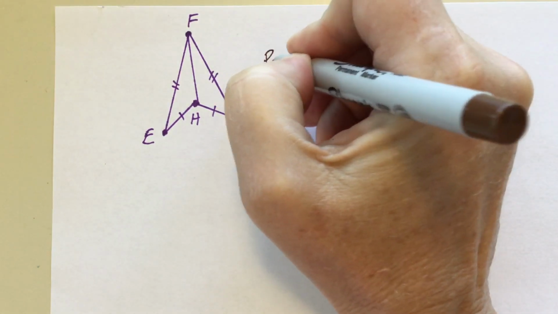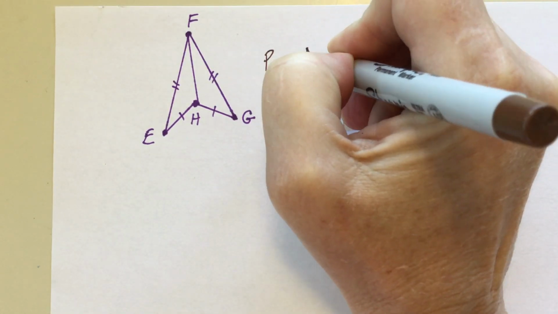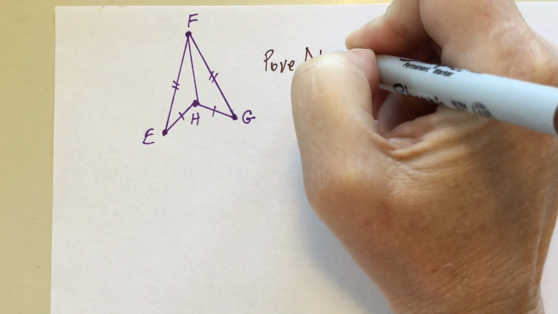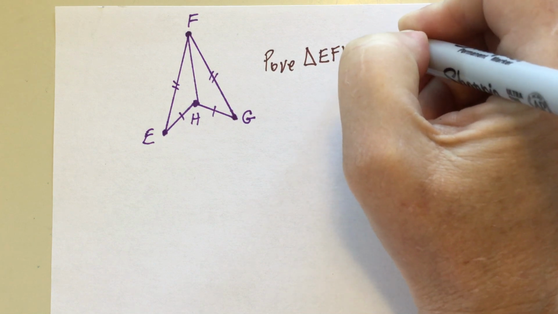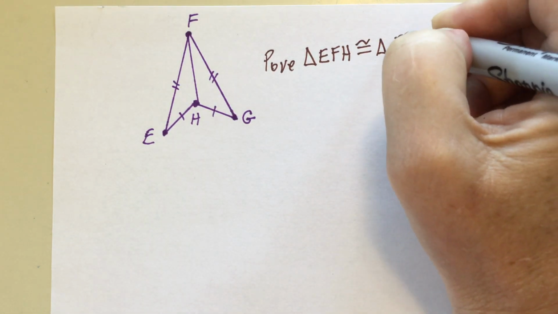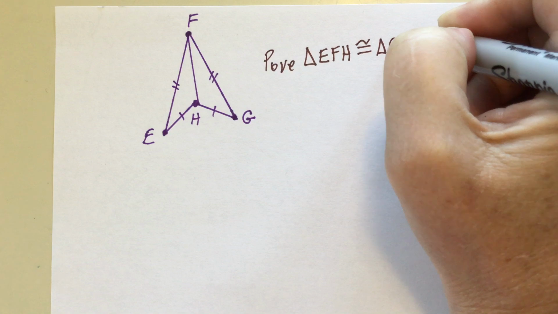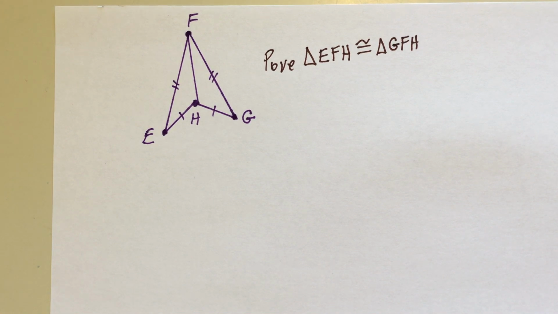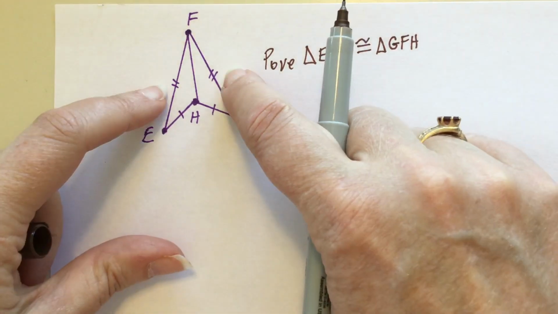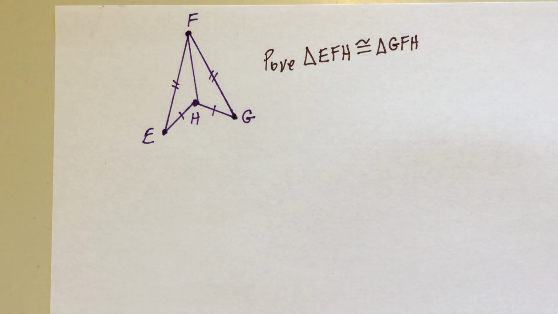If I want to prove that triangle EFH is congruent to triangle GFH, I need to prove that three sides match three sides. Well, by looking at this, I can see that two of the sides match. These two match, and these two match. I just need a third side.